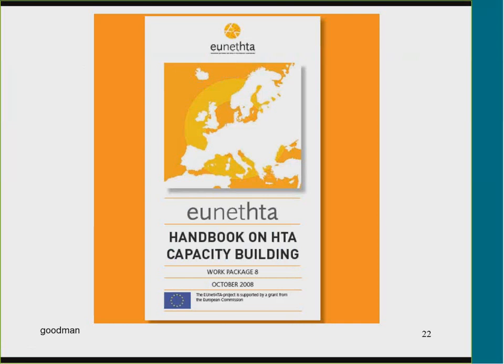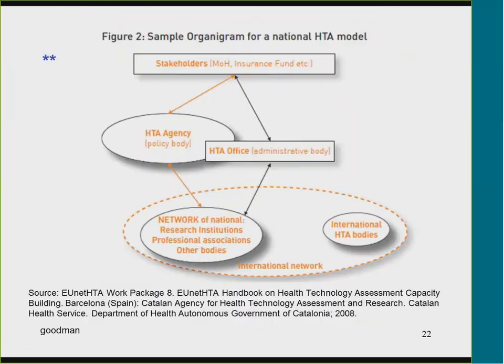With regard to capacity building and health technology assessment, here's one example. UNETA, which is a European group, has put together a handbook on capacity building. Although it was developed largely by people in Europe, its points are often applicable to other parts of the world, certainly. They have various examples of how to set up health technology assessment agencies or bodies or functions, how they might be related to other groups.